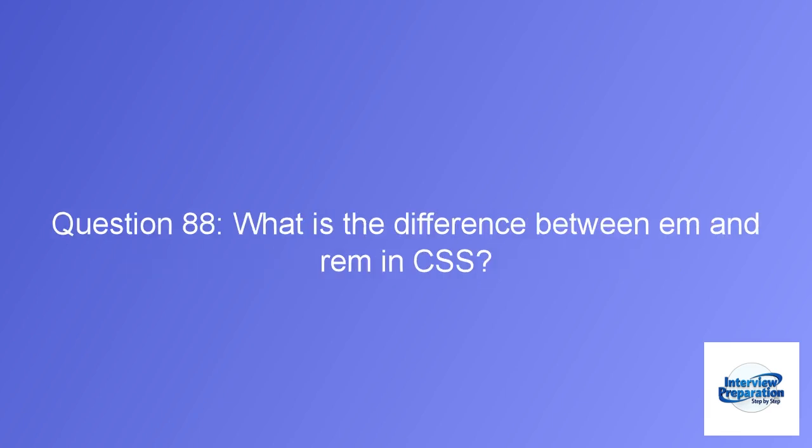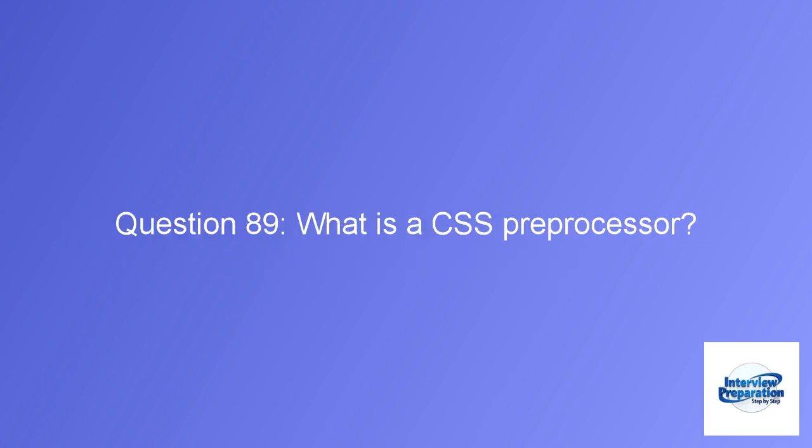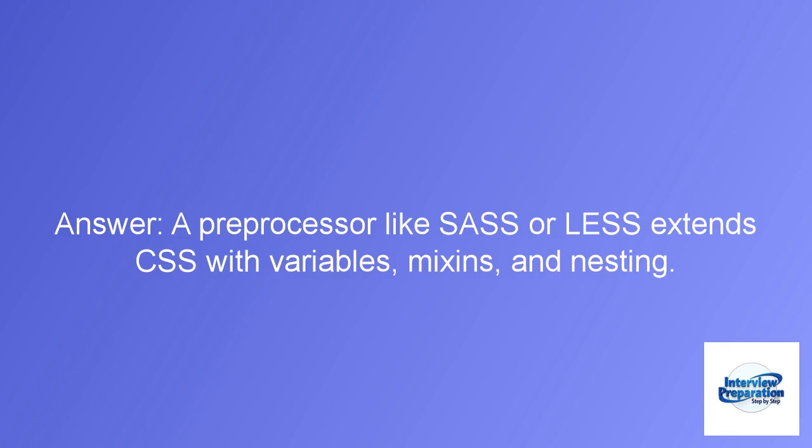Question 88. What is the difference between em and rem in CSS? Answer. em is relative to the parent element. rem is relative to the root element. Question 89. What is a CSS preprocessor? Answer. A preprocessor like Sass or Less extends CSS with variables, mixins, and nesting.